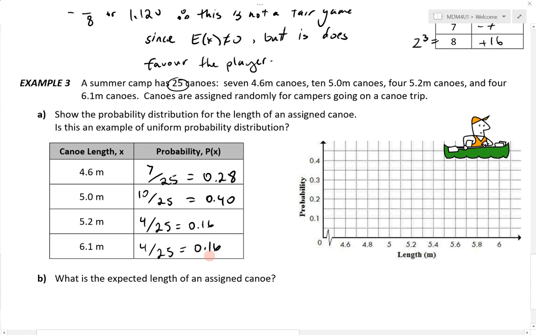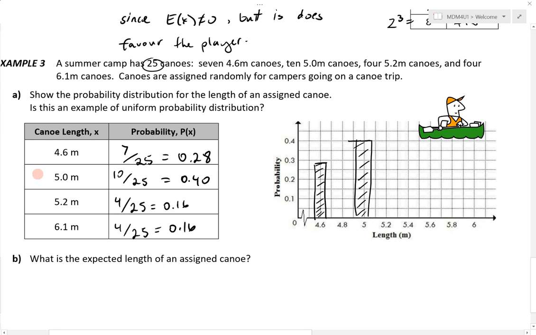So if I try to graph these, 4.6 goes to 0.28, so I have the first bar over here. For 5, I'm going to have one going all the way to 0.4. Okay, and I'm roughly drawing this, so it's not going to look that great, but hopefully you'll use a ruler in your notes. So for 5.2, I have 0.16, so somewhere up here. And for 6.1, I have 0.16 again, so it's going to be somewhere up here.